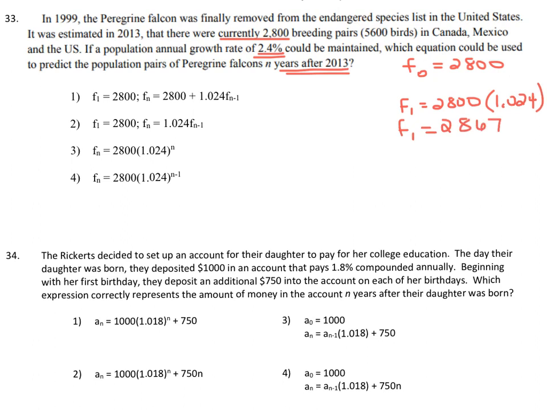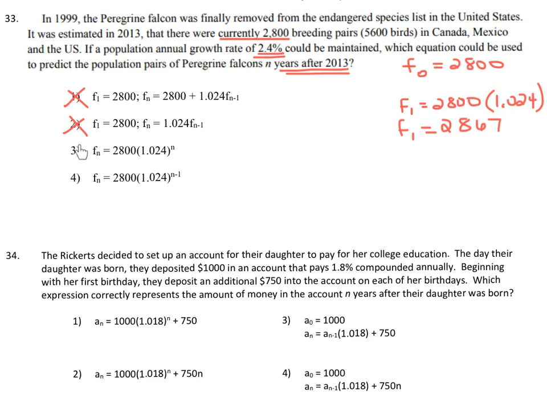Okay, so any answer choice that uses an F sub 1 that doesn't say this can't be the answer. So if we look at choice 1, they're saying the first year after 2013 is 2,800. I don't think so. That is the population of breeding pairs in 2013. Okay, same thing here. So choice 1 and 2 are not options.